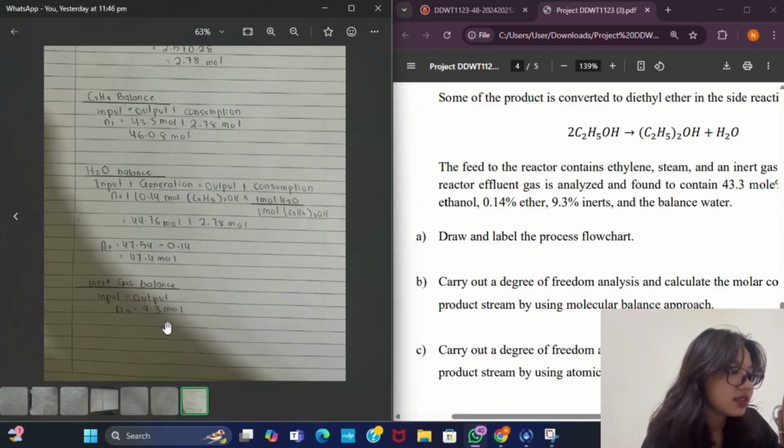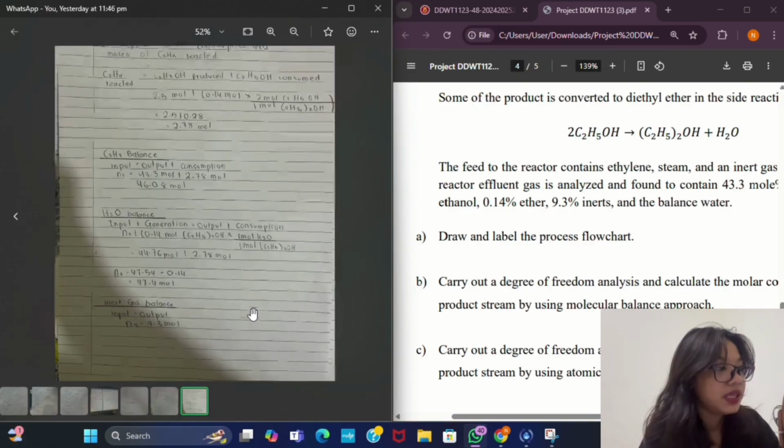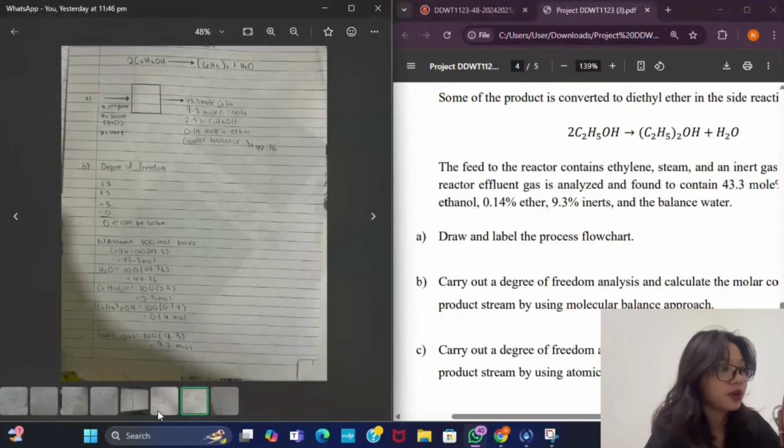Inert gas balance, its molecular balance is simple, just input is equal to output. So in the input part N3 is equal to the output, and in the output part we have 9.3 mol. So N3 is equal to 9.3 mol. So that's all for the balance equations. So that's all from me.